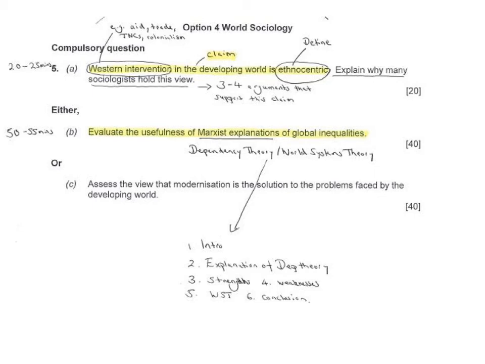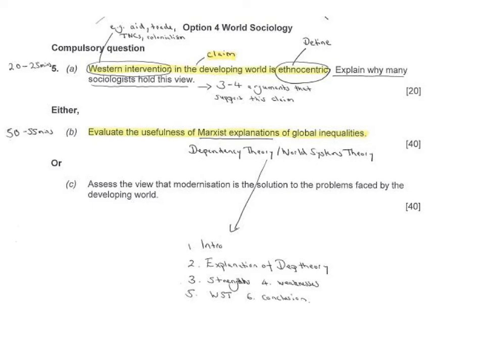So again we can see that the command word is evaluate, so it's not enough to simply explain Marxist explanations of global inequalities. We've got to do that, but we've also got to look at the strengths and weaknesses of these explanations. The main Marxist explanations of global inequalities are dependency theory and world systems theory.